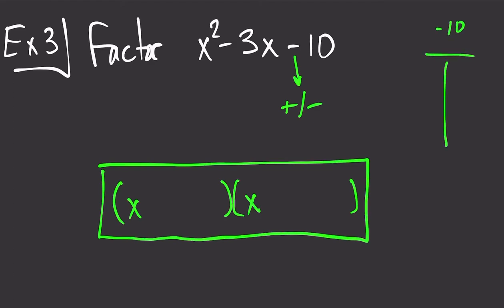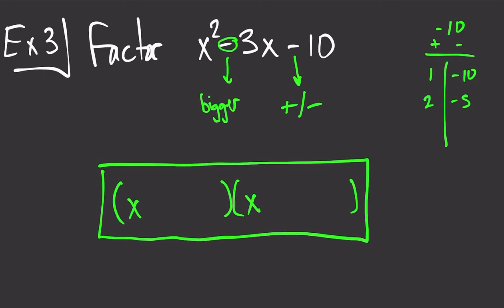Now, the other thing I like to do is if my signs are different, this sign is going to be the sign of the bigger value. So since I like to do my smaller factors on the left and the bigger one's got to be negative, that means I have 1 and negative 10, 2 and negative 5, and that's it. That's the only combination of numbers that multiply to negative 10 where the bigger value is negative.